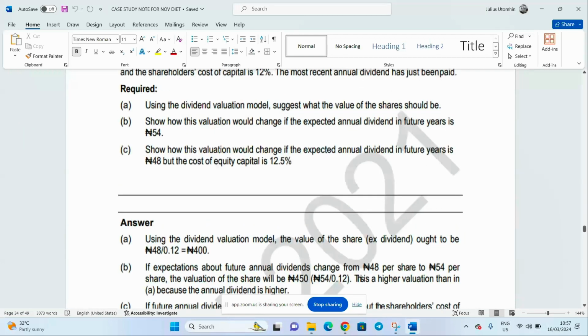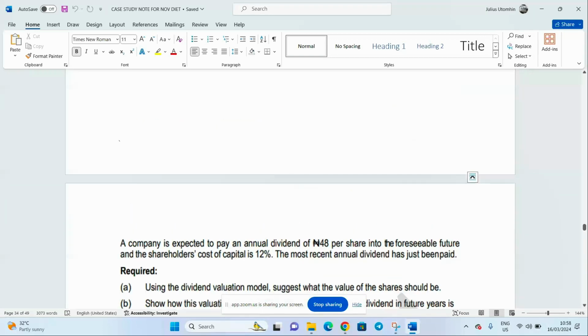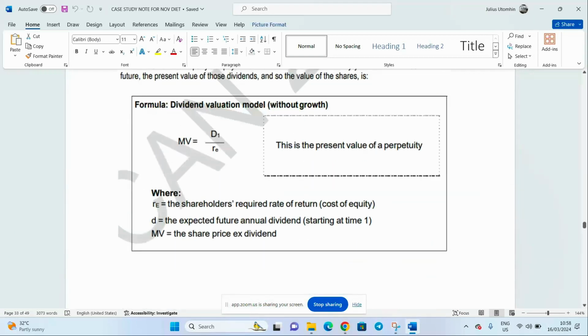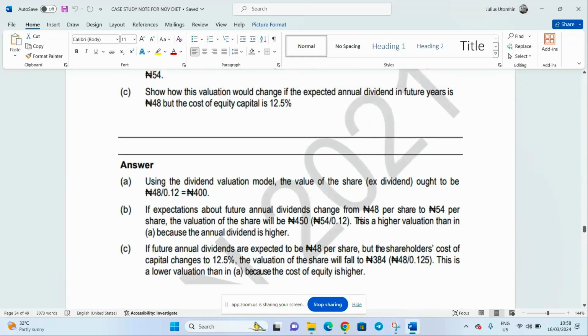Okay, so B: show how this valuation would change if the expected annual dividend in future is 54 naira. So the formula is dividend divided by cost of capital, and your cost of capital is 12%. Are you with me, Fidelis? Yes, sir. Okay, so press your calculator: 54 divided by 0.12. What do you have? 450, sir. 450. Let's check whether you got it right.